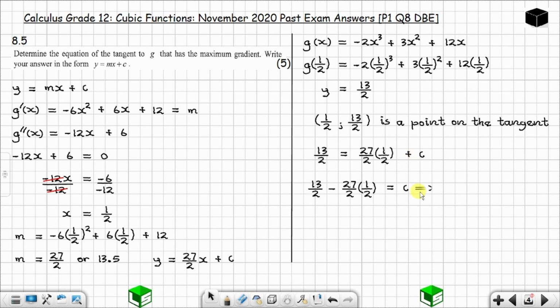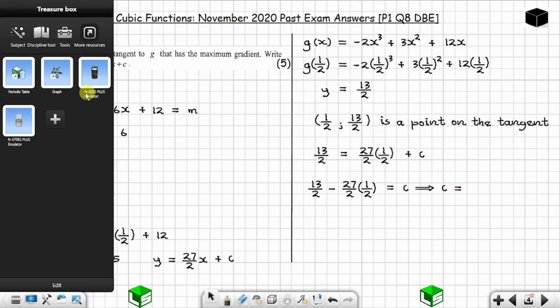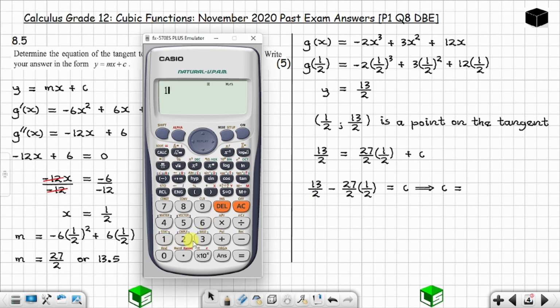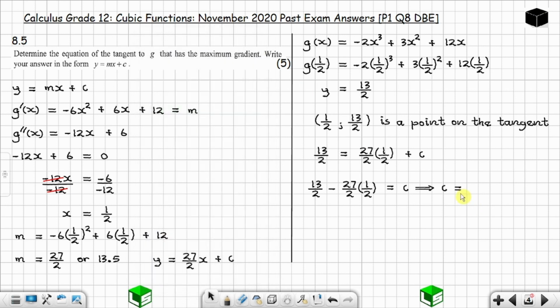Now to solve for c, what is c equal to? C is equal to, use your calculator. So you have 13 over 2 minus 27 over 2 times 1 over 2, right? So c is equal to negative 1 over 4. Negative 1 over 4, or in decimal. Okay, so you have your c.